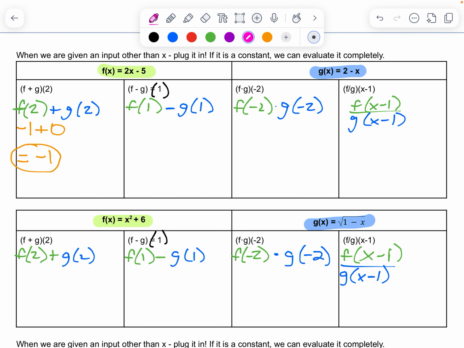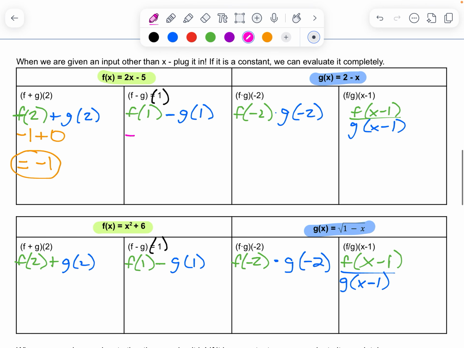I have f minus g of 1. So again, the 1 is the input, not just the letter x, but the 1. So I'm going to take the f function, plug 1 in. I'll take the g function, plug 1 in. So f of 1, 2 times 1 is 2. 2 minus 5 is -3. Let's go ahead and be careful, we got a minus sign there. And then g of 1, so I'll take the g function, plug 1 in. 2 minus 1 is 1. -3 minus 1 would mean that I would be able to evaluate that down to -4. Again, I'm just taking the numbers, plugging it in.